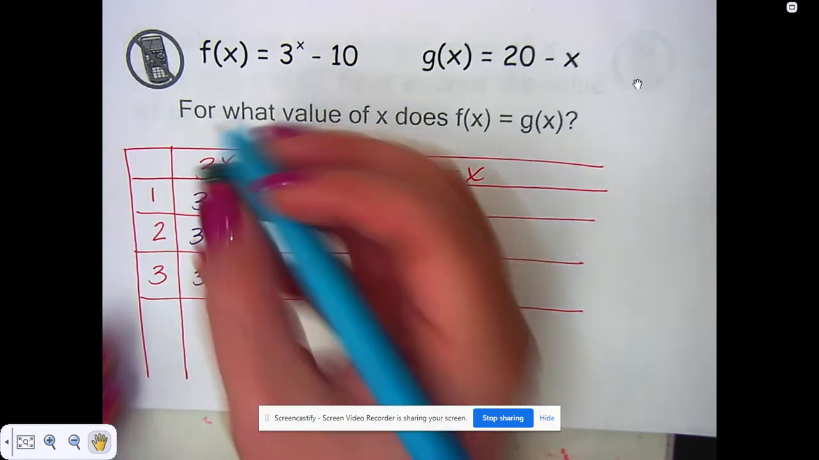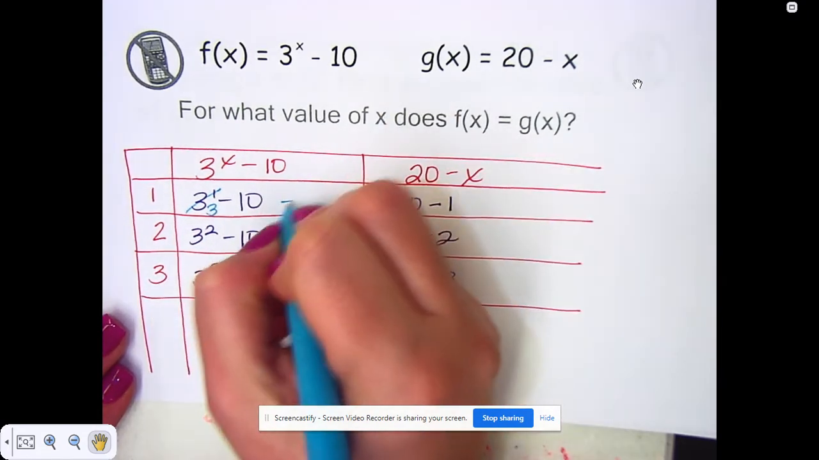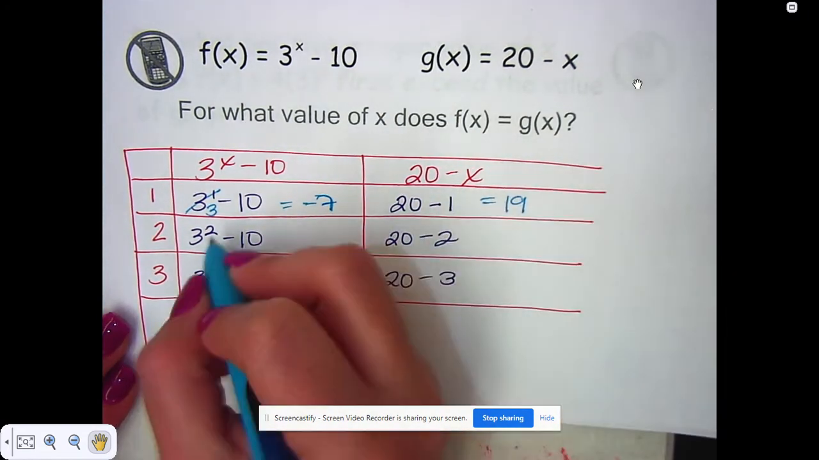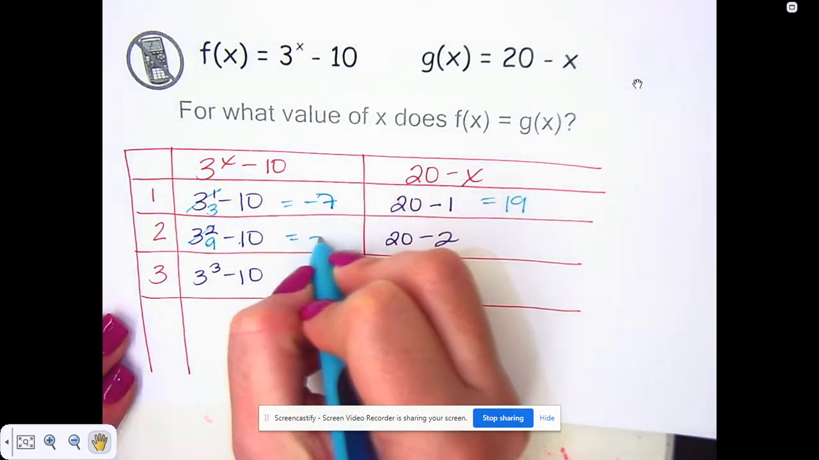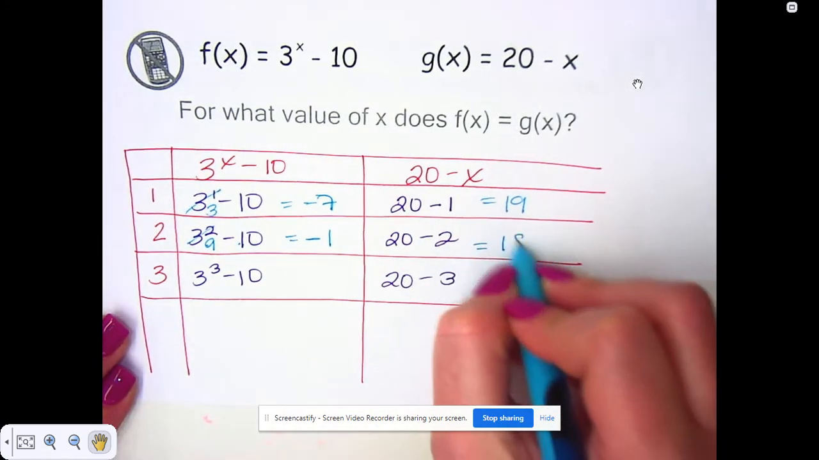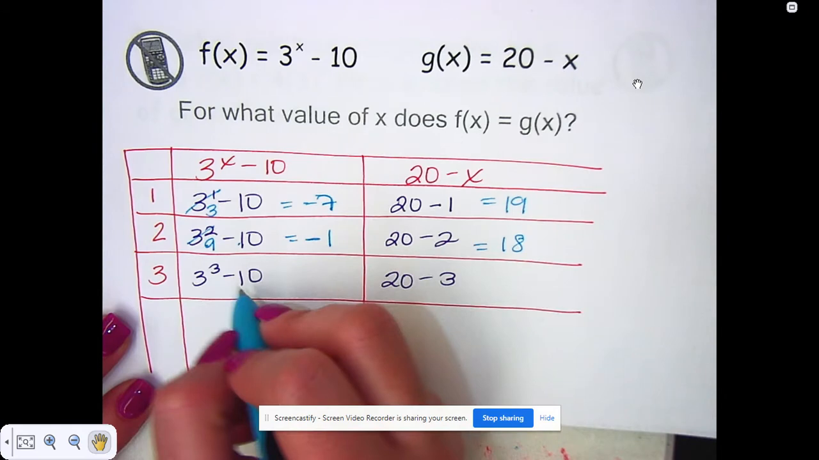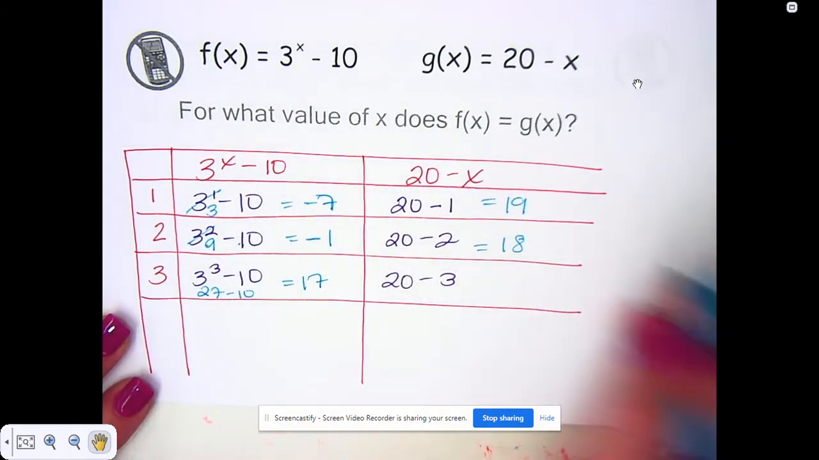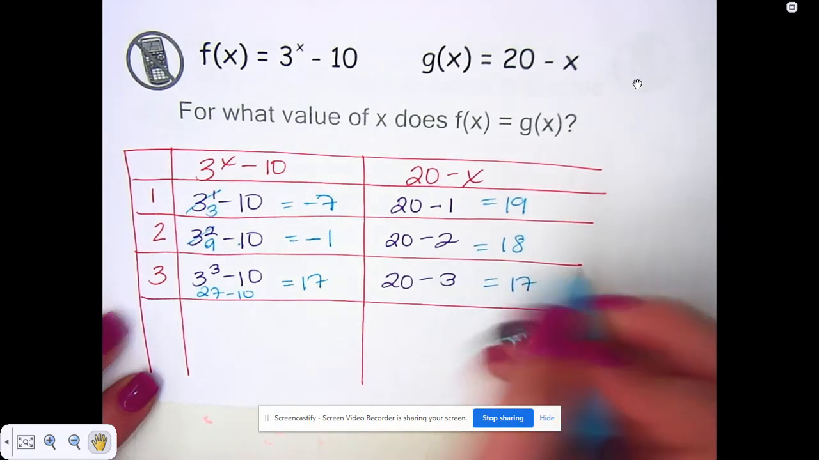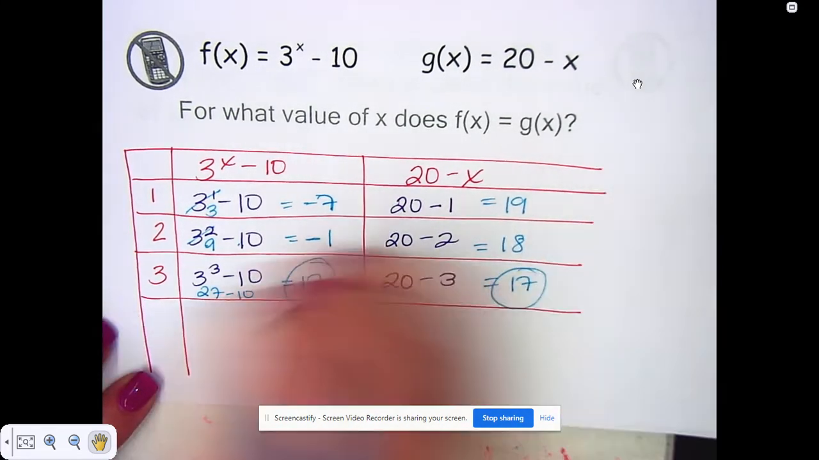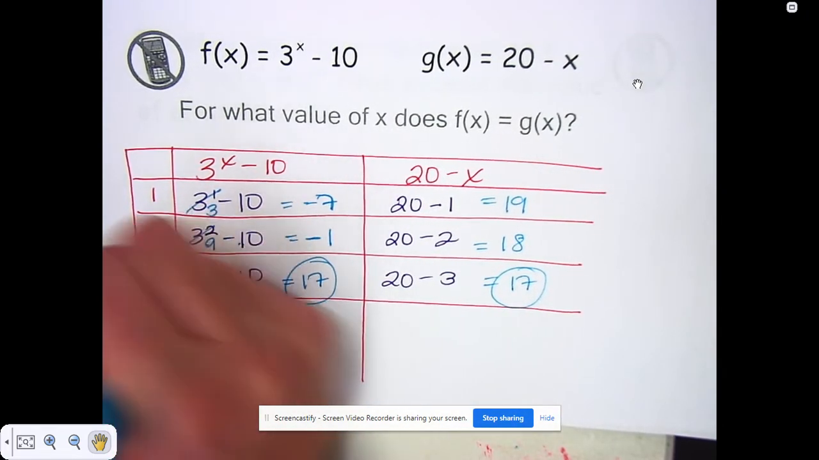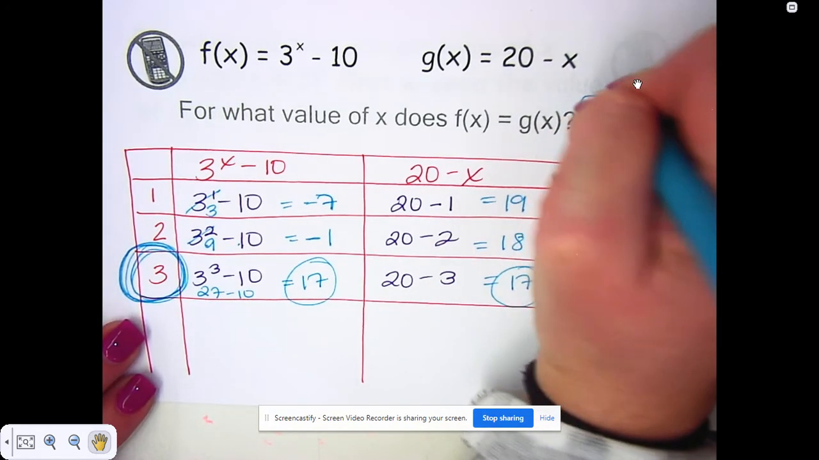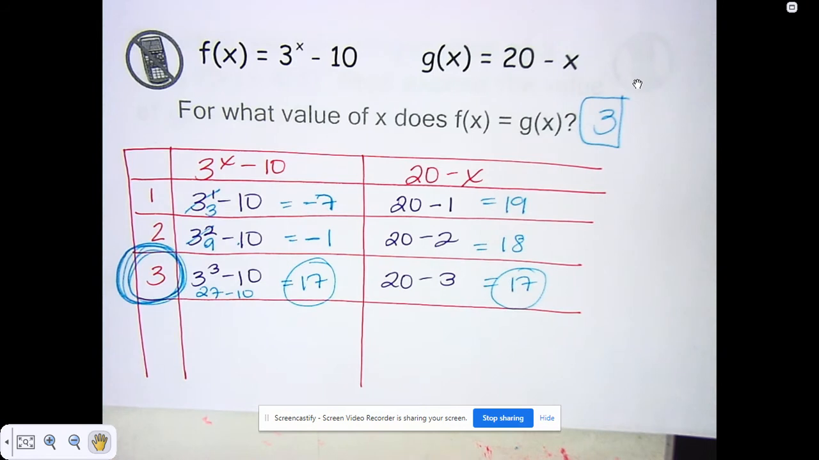Okay, so 3 to the first is 3. 3 minus 10 is negative 7. 20 minus 1 is 19. 3 squared is 9, 9 minus 10 is negative 1, 20 minus 2 is 18. 3 cubed is 27, 27 minus 10 is 17, 20 minus 3 is 17. So right here you have the same number. So our answer is what number did you plug in to get that same number, which was 3.